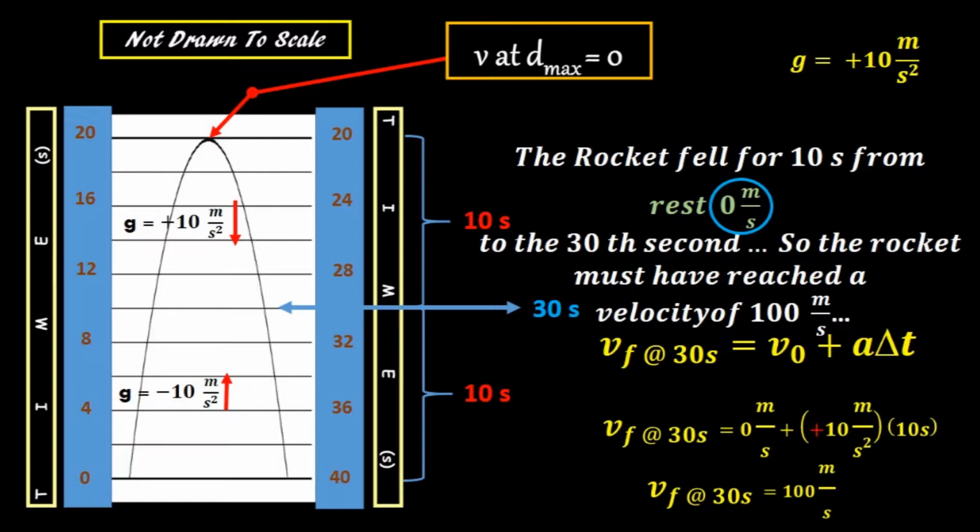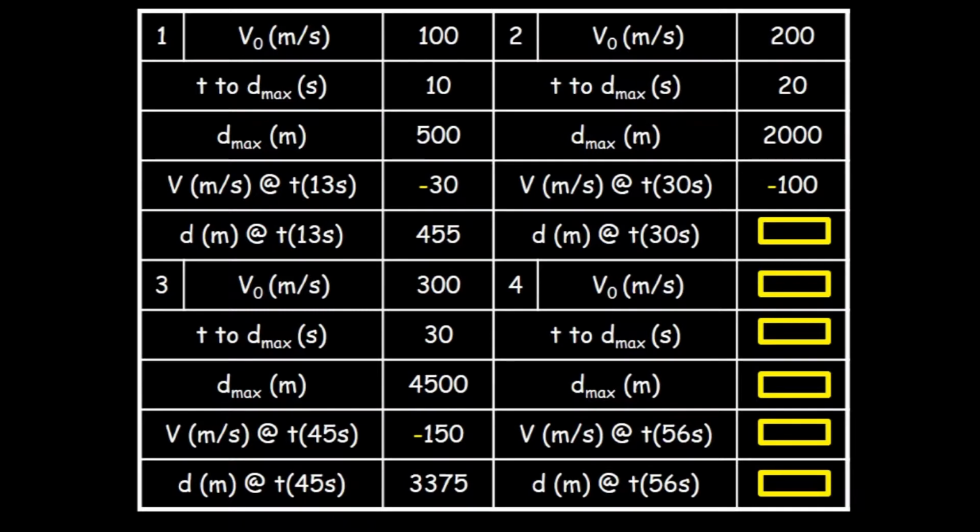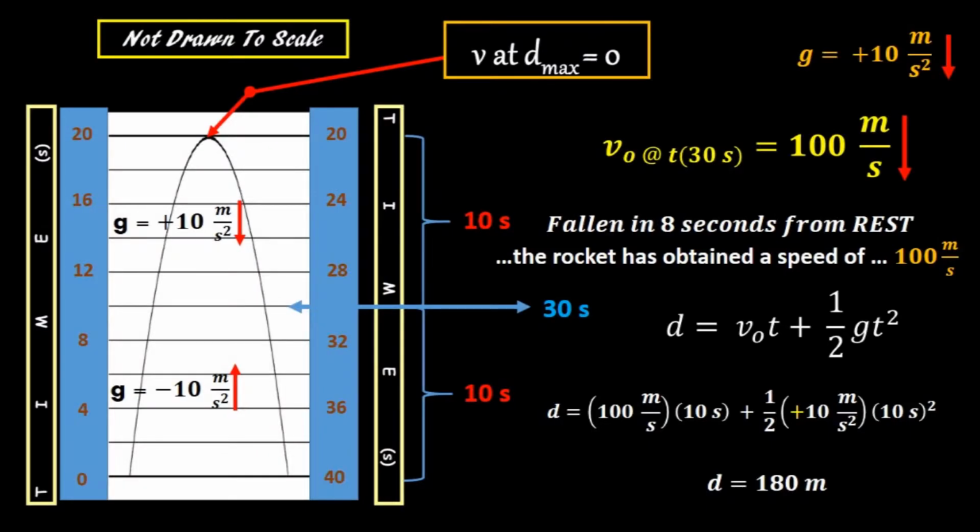10 times 10 is 100, so it's going to be going 100 meters per second, correct? At the end, at the 30th second. And that's exactly what it is. Negative 100 because negative is down. So at the 30th second, it's falling 100 meters per second. And how far down to the bottom is it going to fall? 10 seconds. So it'll be what? It'll be 100 times 10 plus 1/2 10 times 10 squared, correct? And the answer is 180 meters.